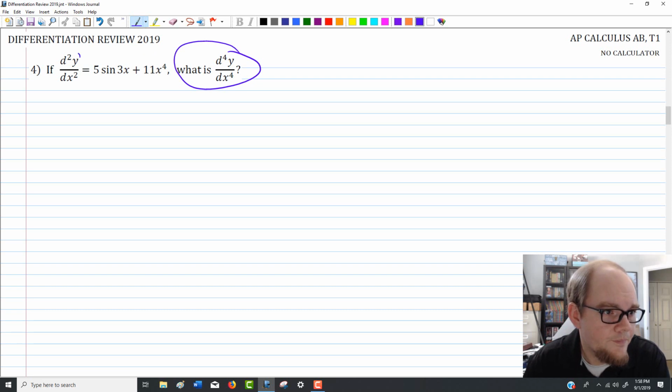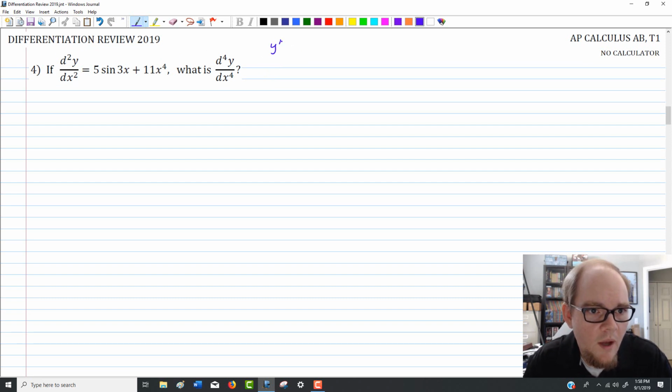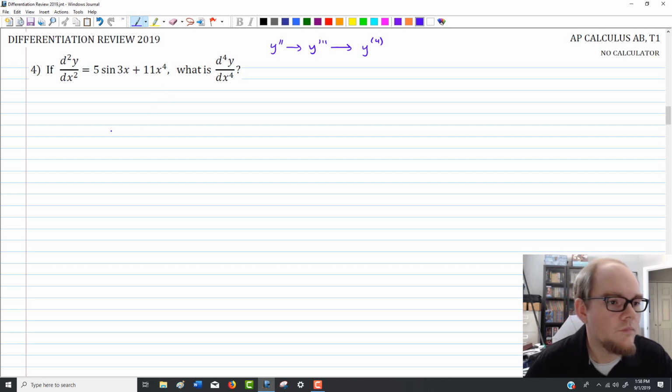But notice, we're starting with the second derivative. So if you think about that, what it's going to take is we're going to start with y double prime, then we'll differentiate once to get to y triple prime, and then after differentiating one more time, we'll end up at the fourth order derivative of y. So this actually isn't going to be as bad as it looks. We just have to make sure that we carry things through, and naturally I didn't make it easy for you with one of the terms.